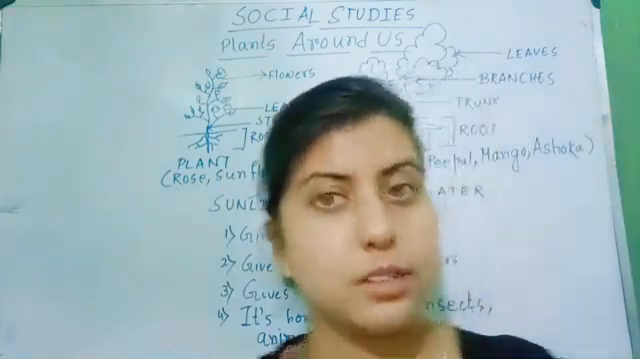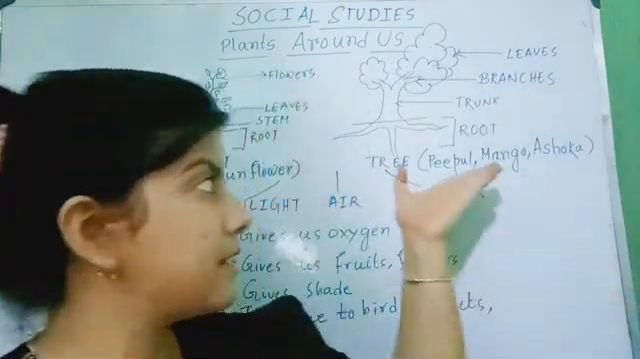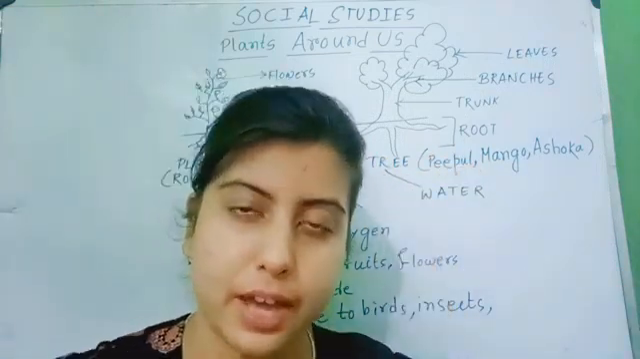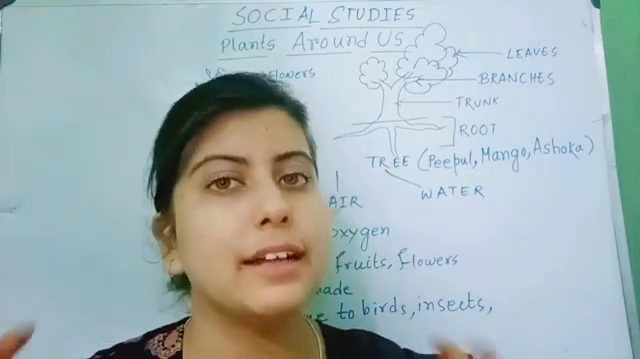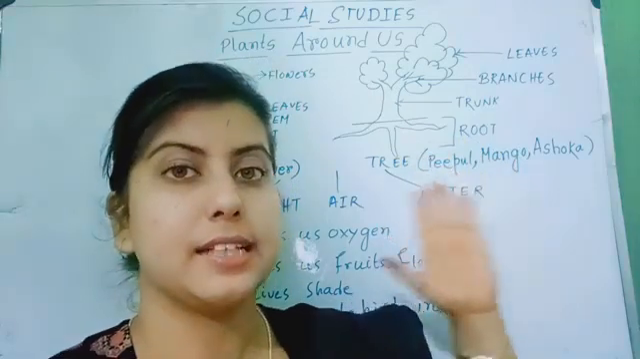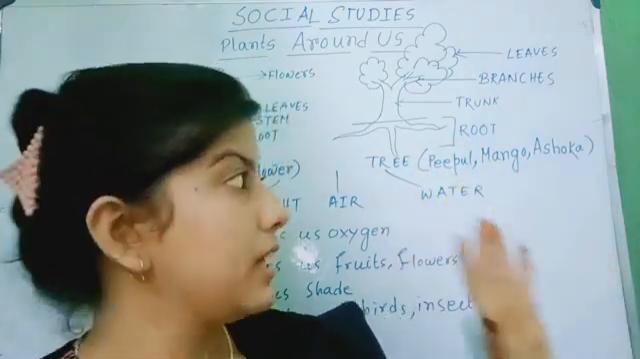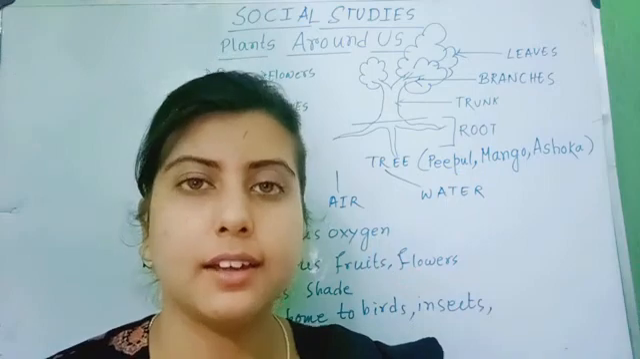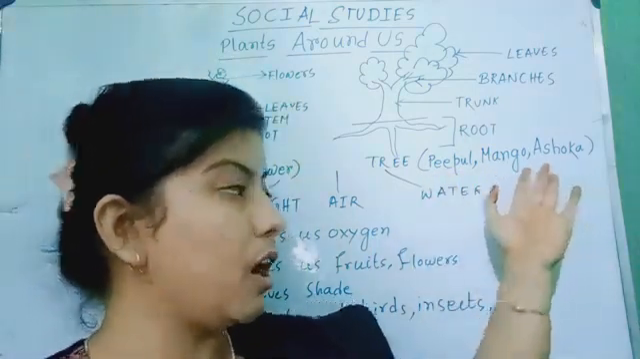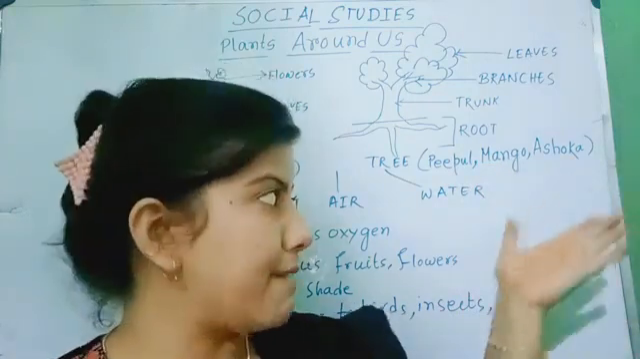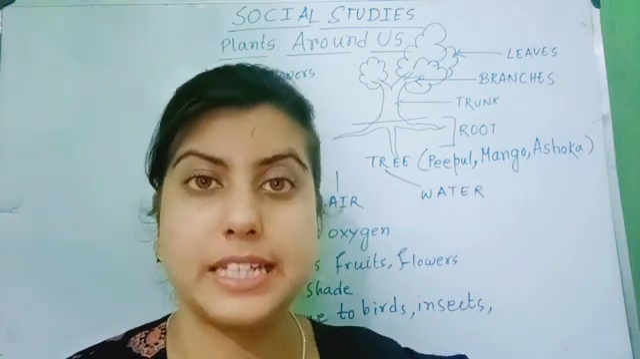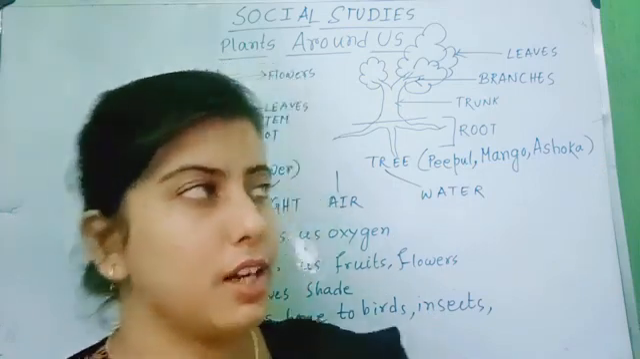Now let us look at the tree. This is the tree. Tree is comparatively very tall and strong than the plant. This is tall and strong. Examples of tree are peepul, mango, ashoka, neem. I have forgotten to write the name neem. Neem is also a tree.